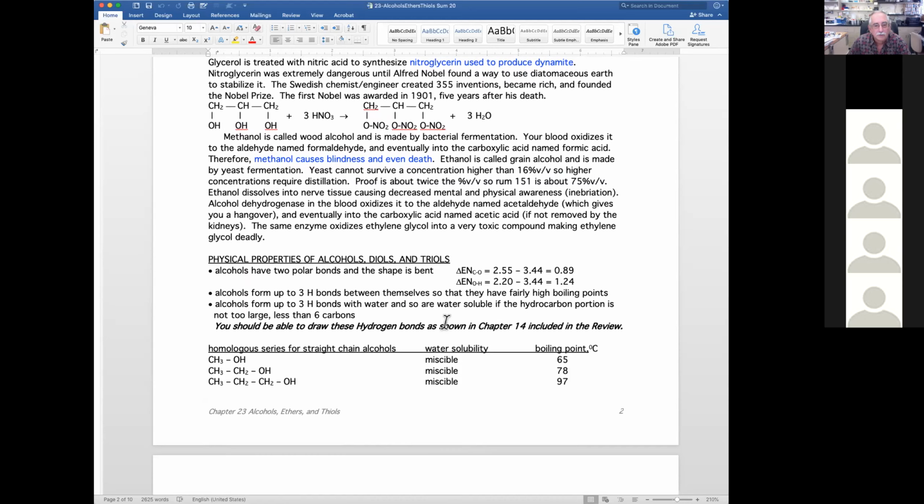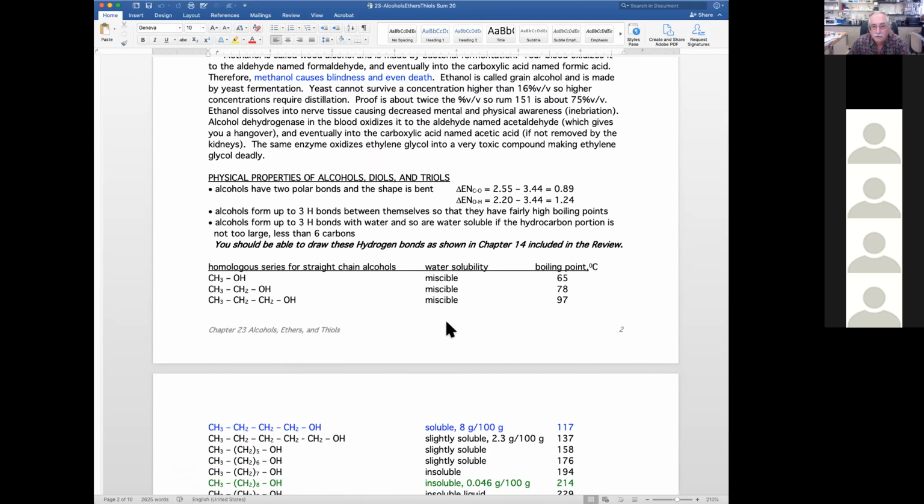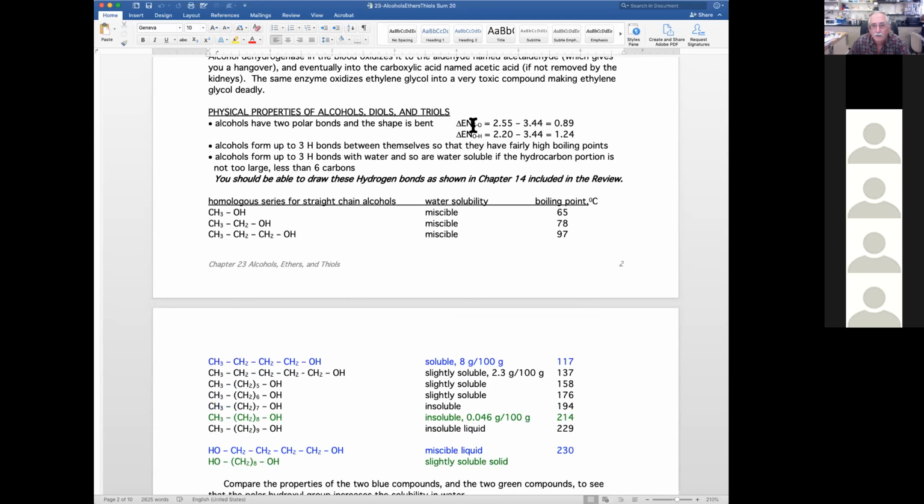So what about the physical properties of alcohols, diols, and triols? Well, the carbon-oxygen bond is polar. The oxygen to hydrogen bond is very polar. And so yes, they can do hydrogen bonds. I'll have to draw that on the iPad over here. So alcohols can form up to 3 hydrogen bonds between themselves, 3 hydrogen bonds with water. So that means that they have pretty strong attractive forces.